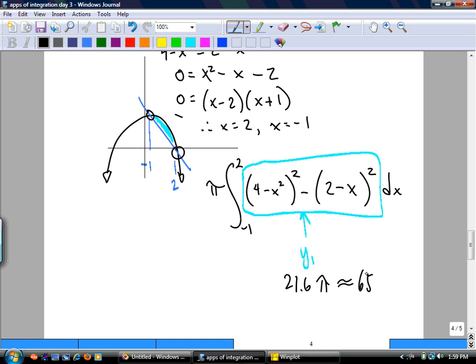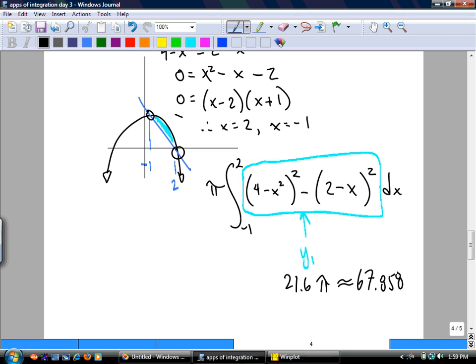Okay, AP students, 3 decimal places, 67.858.